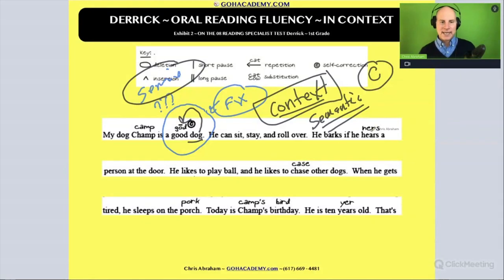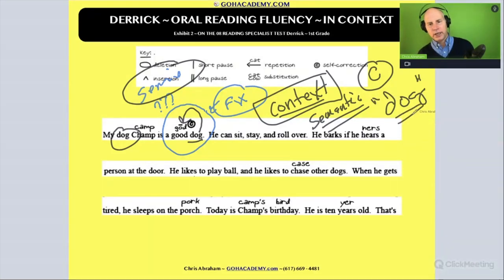You can't have a goad dog, but you have a good dog. So in this sentence right here, the word dog becomes a semantic context clue. "Goad dog" doesn't make sense, but "good dog" does. So the student, Derek, uses dog as a semantic context clue to fix a mistake. Okay, so team, that's one thing we could say the student did. He used semantic context clues to fix that one miscue.